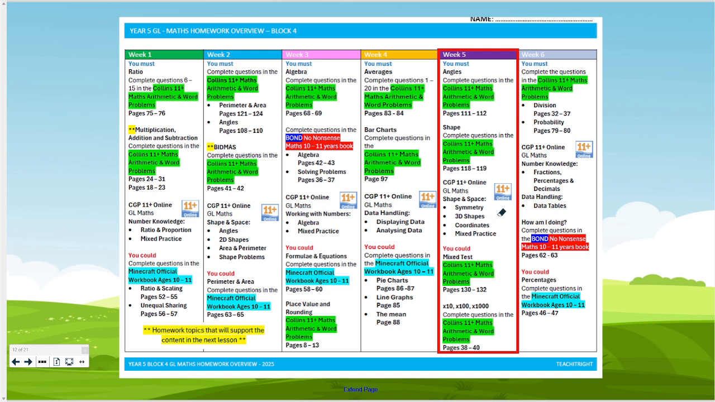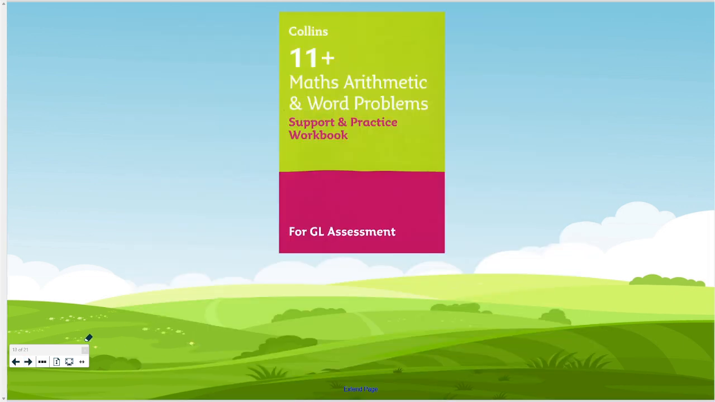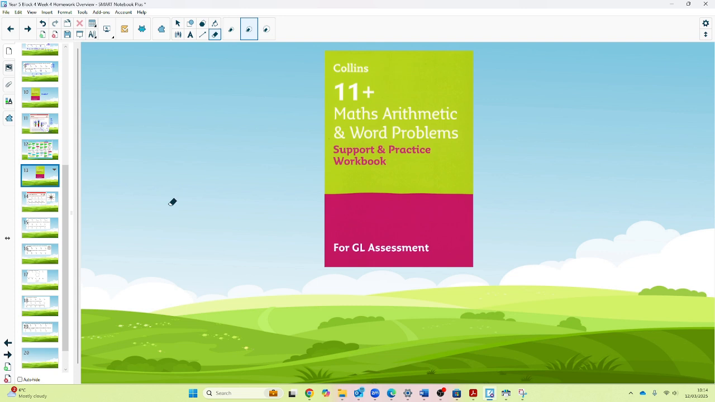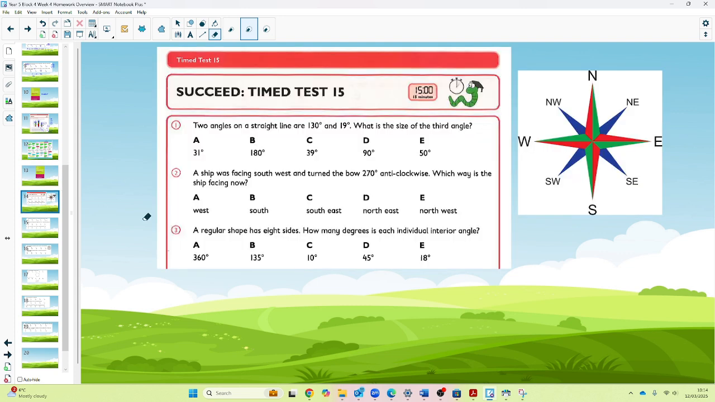There are also some topics to focus on the CGP online platform. Please do have a go at those: symmetry, 3D shapes, coordinates, and some mixed practice as well. So let's have a look first of all at the angles section within the Collins 11 Plus Maths, Arithmetic and Word Problem Support and Practice Workbook. I'm just going to shrink it down so we can have a little look at those questions and make some annotations as we go along.